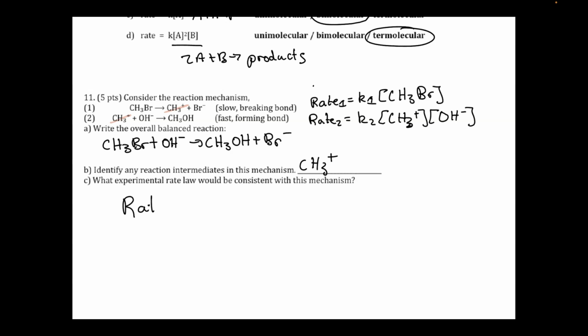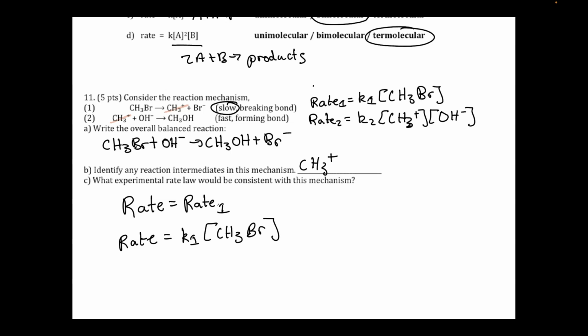So in this case, what experimental rate law would be consistent with the mechanism? Well, the overall rate of the reaction is going to be equal to the rate of the rate determining step. That's the slow step, or step 1 in this case. So we can say that the overall rate of the reaction is equal to the rate of step 1, which is equal to k1 times [CH3Br].